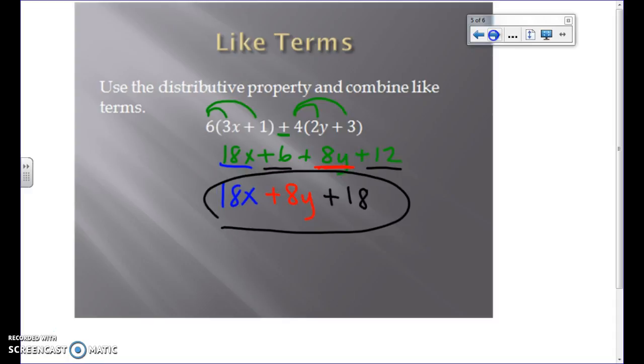And so that's what we have for our solution. There's 3 parts to it. We've evaluated this expression, okay? And we've combined the like terms.